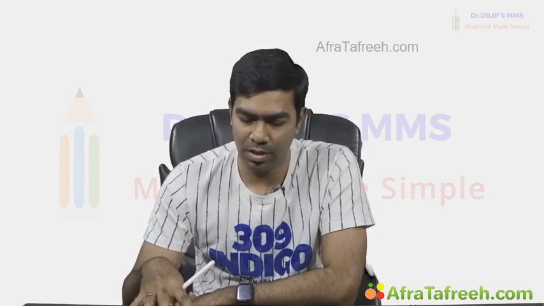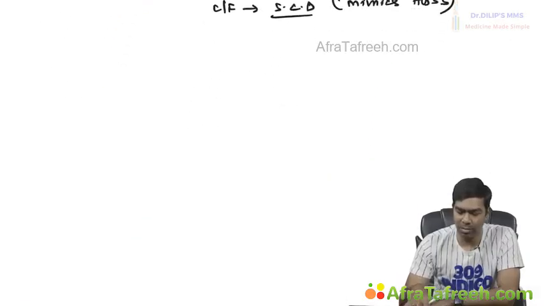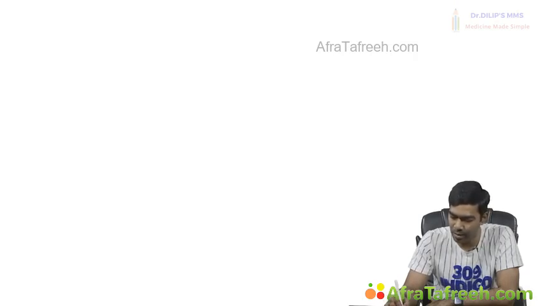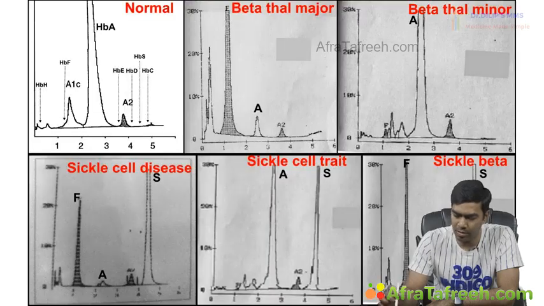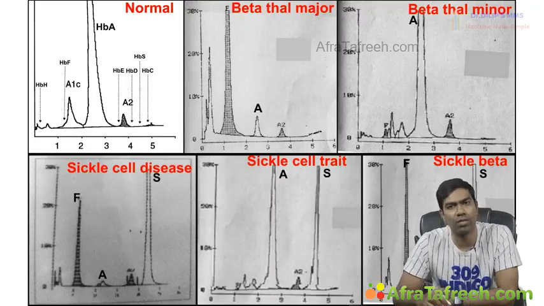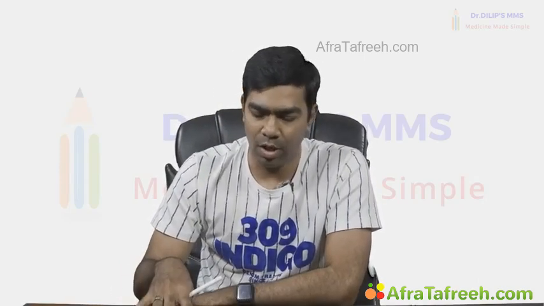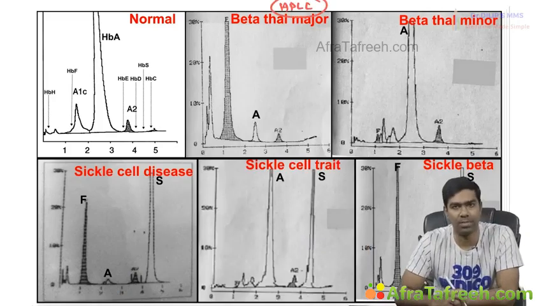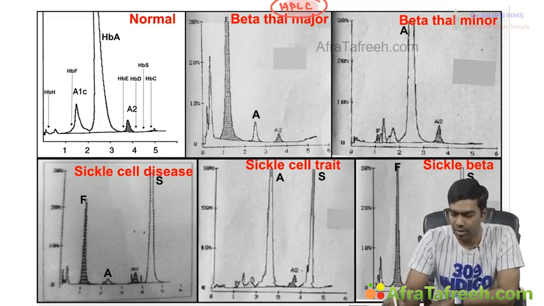So these are some of the important things that you have to know. And apart from that, let us see some of the electrophoresis patterns as well. Before winding up, I'll show you some of the electrophoresis patterns also. So this is how it looks like. Not electrophoresis typically, these are HPLC patterns, high performance liquid chromatography. HPLC patterns that you see might be asked in the exam, that's why.